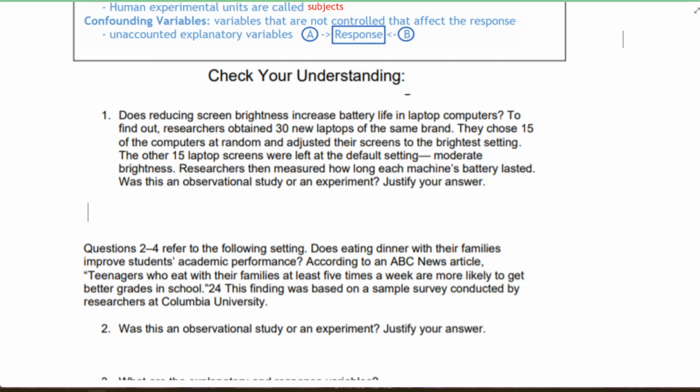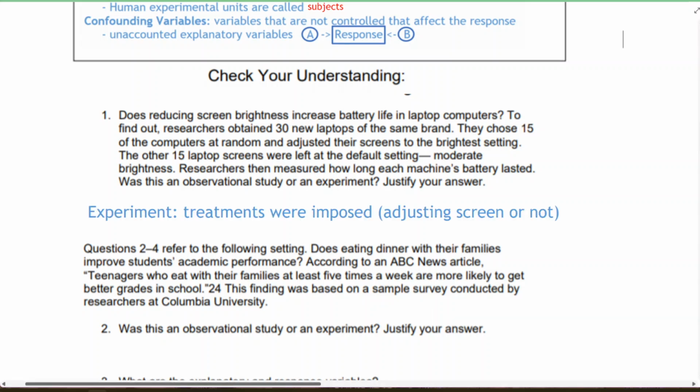And they chose 15 of those computers at random and adjusted their screens to the brightest. The other 15 were left at the default setting, which is moderate brightness. That's our 2 treatments. Researchers then measured how long each machine's battery lasted. And the question is, was this an observational study or an experiment?